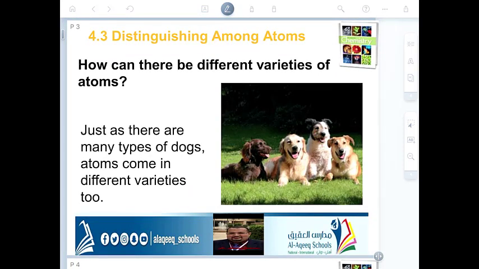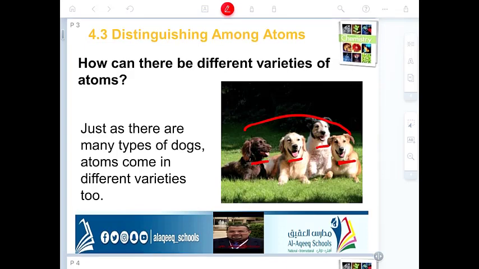So they are similar in their components, but they are not exactly the same for all substances, or we can say all elements. Look at these dogs. All of them are dogs, but they are not exactly the same. Each one has its own shape. Yes, but all of them are dogs. They have a variety. Yes, the same as the atoms.